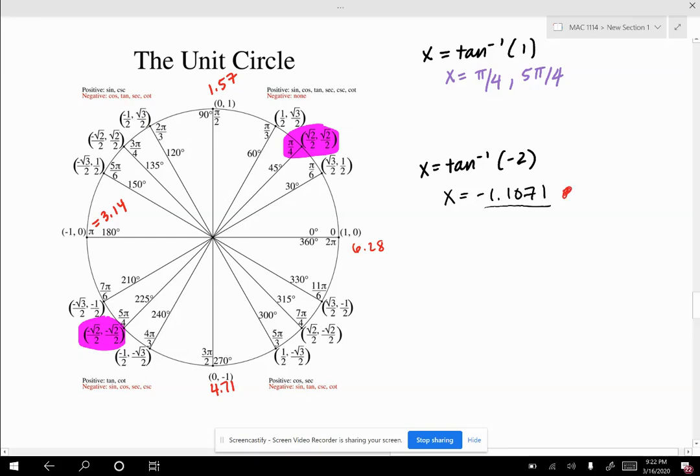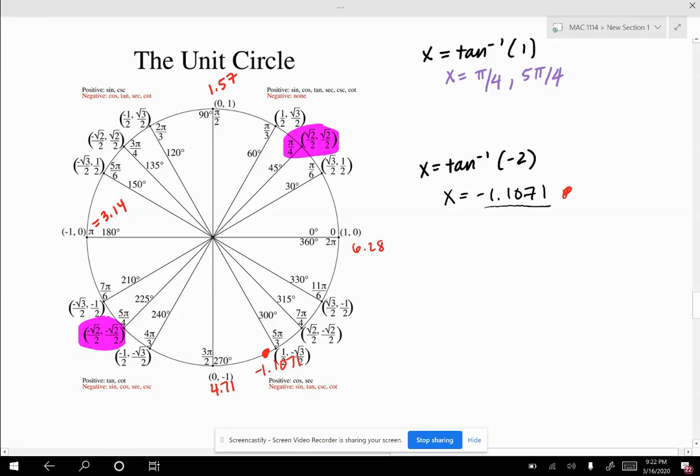Okay, so our angle is negative. We know that if we're moving in a negative direction on the unit circle, we are moving clockwise. So if we're moving clockwise, -1.107 is somewhere in here. So that's our -1.1071. Now, because our angles only have to be positive, I've got to find where this angle is, but in a positive direction.